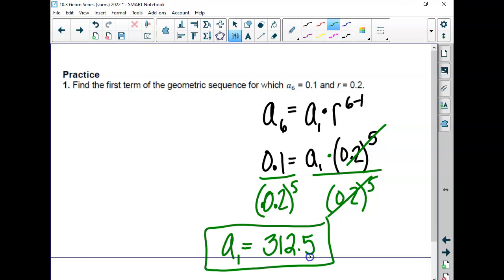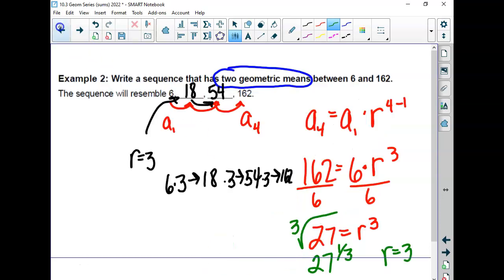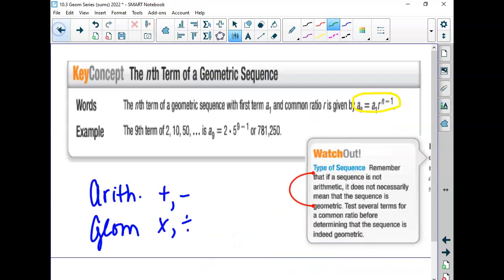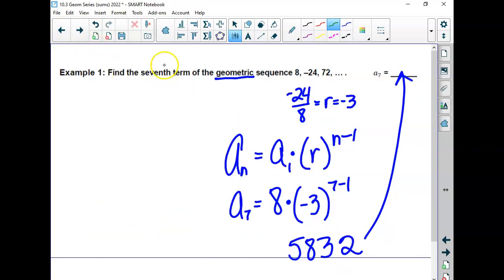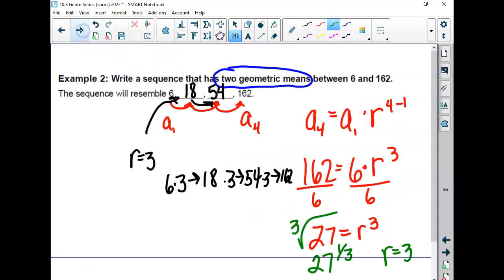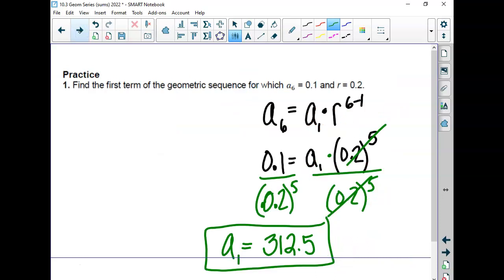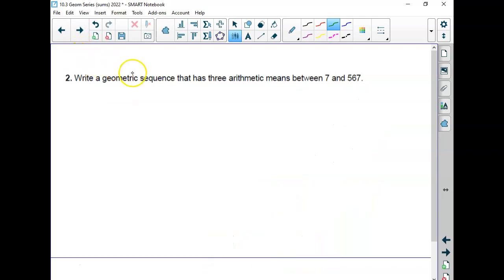Okay, all of these are things that I will ask you on the quiz. I will ask you on the quiz to find, like, a 7th term, okay? I will ask you on the quiz to find geometric means. I will ask you on the quiz to go back and find the first term. All right, we're going to do a little more geometric mean practice.